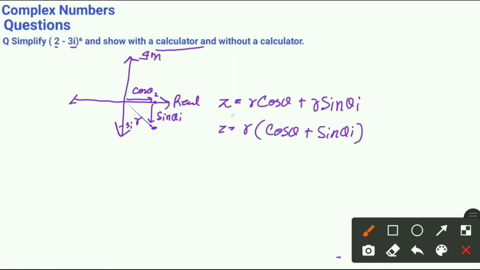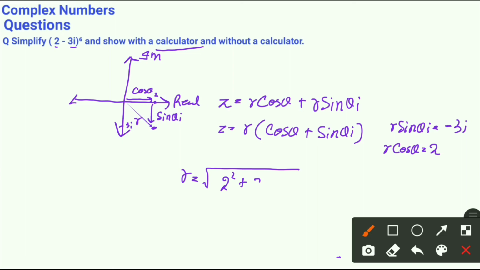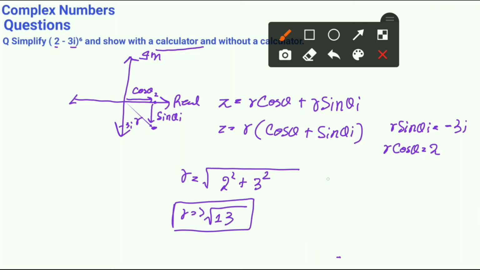Right now we can find the value of r using the Pythagoras theorem. r sine theta iota is minus 3 iota, and r cos theta is 2. So 2 squared plus 3 squared is 13, and r is under root 13. This is the magnitude of r.